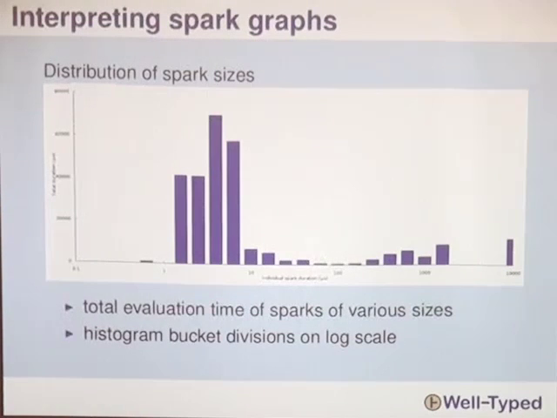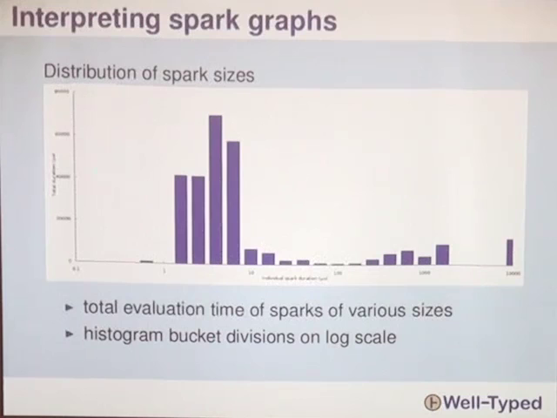So this can give you some indication of the granularity, and you can try changing your algorithm and seeing if this graph looks better. That can give you some feedback. What is the size of the spark? That's how long it takes to evaluate. So it's the amount of work, the granularity of your tasks. So why is this bad?